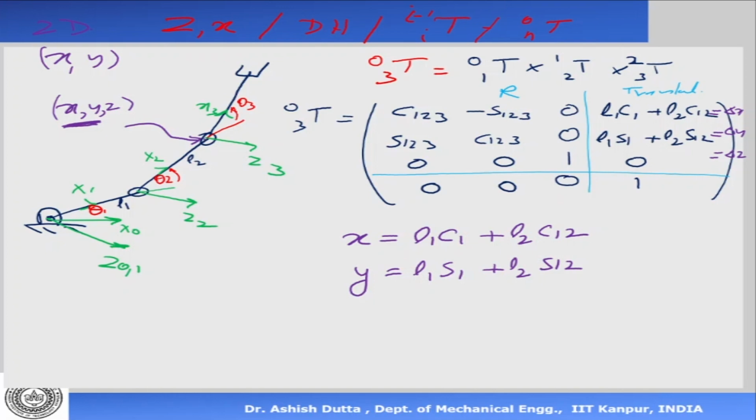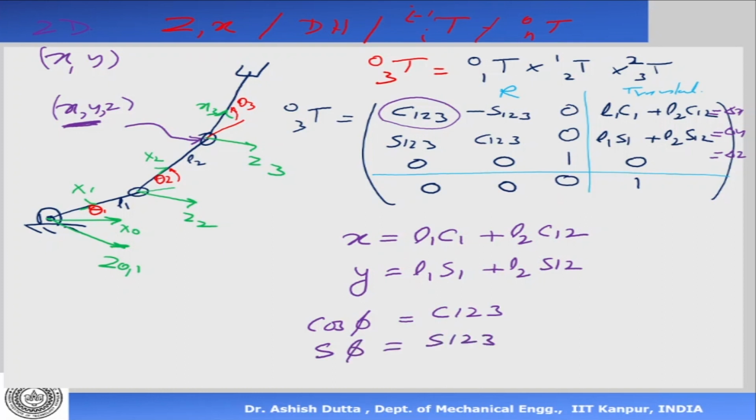Now what about the total angle? So my total angle is this one. If phi is the total angle, then cos phi is equal to cos 123, and similarly sin phi is equal to sin 123.